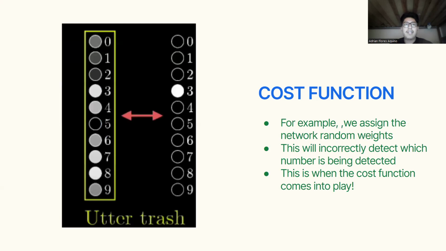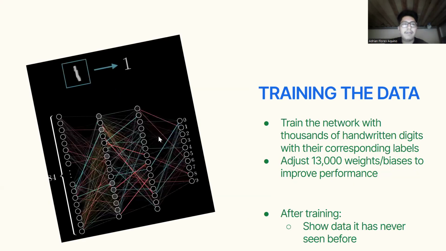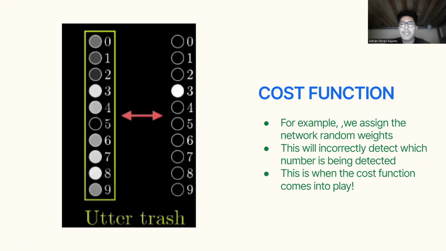So let's say, for example, in this network we assign random weights, random biases, everything random. We give it an assigned handwritten digit, and we want the network to identify what the final output would be.